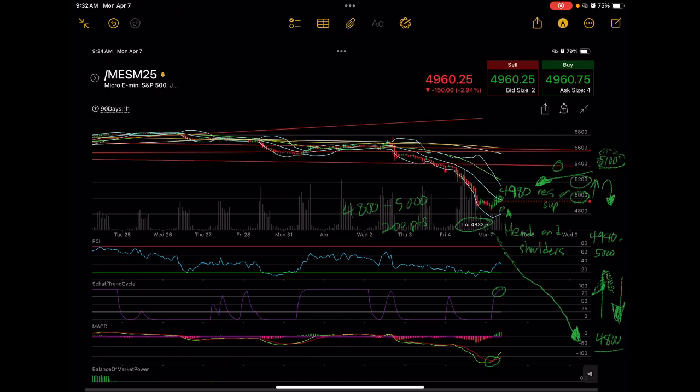5,200. I wrote that on the hourly, the 50-day moving average is there. So that's like ultimate resistance. If we get above 5,100 and it's looking like it's still going, 5,200 might be the stop for today. But we're going to see.